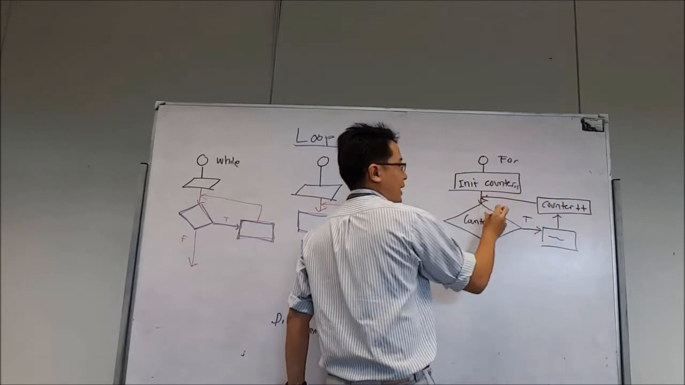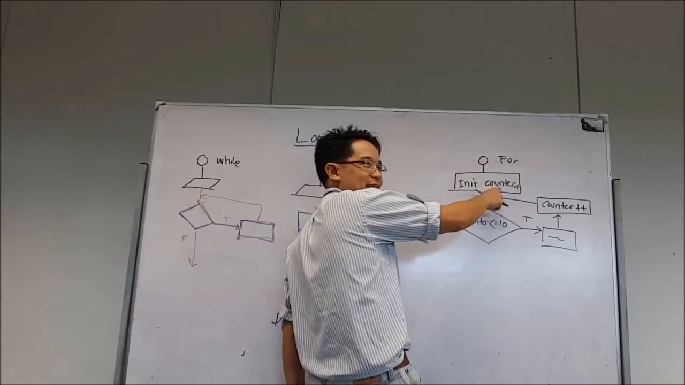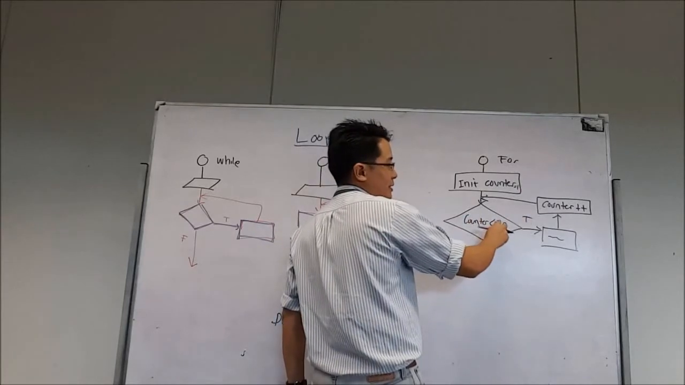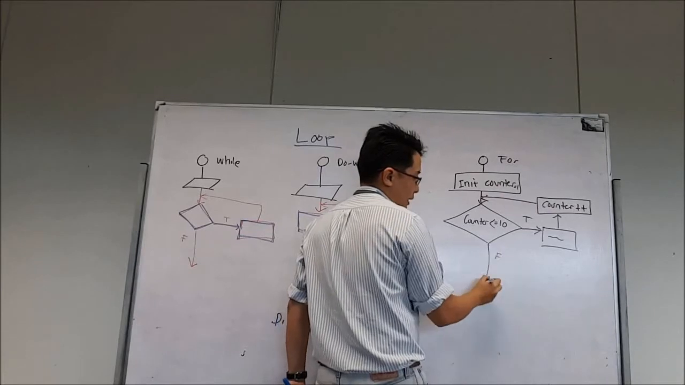Then I go back here, right? I mustn't go back before init counter, right? Otherwise it forever becomes 1, isn't it? Yeah, just before the test. Now, until the counter is more than 10, then it becomes false. It leaves the loop.